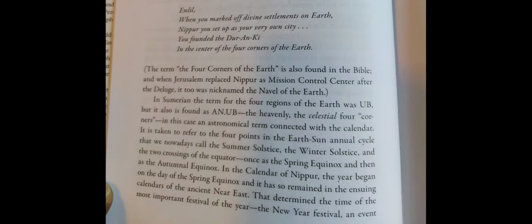In Sumerian, the term for the 4 regions of the earth was Up, but it also is found as An-Up, the heavenly, the celestial 4 corners. In this case, an astronomical term connected with a calendar. It is taken to refer to the 4 points of the Earth-Sun annual cycle that we nowadays call the summer solstice, the winter solstice, and the 2 crossings of the equator, once the spring equinox and then the autumnal equinox. In the calendar of Nippur, the year began on the day of the spring equinox, and it has so remained in the ensuing calendars of the ancient Near East.